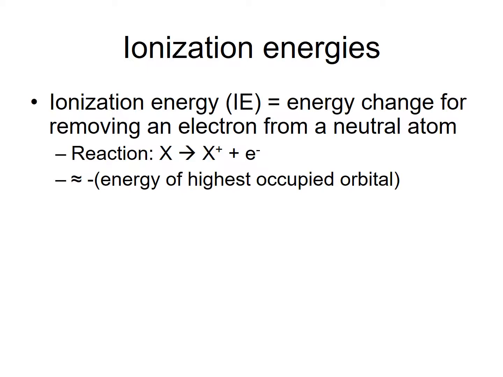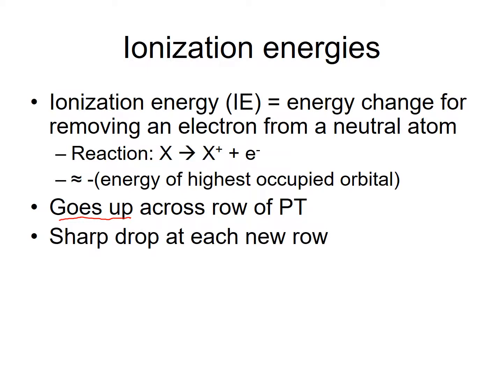Remember, 0 on the energy scale represents removing an electron. So I have some energy of the highest orbital. It's a negative number. I have to add that much energy to remove the electron. So the more negative that orbital is, the higher the ionization energy. Therefore, as I go across the row of the periodic table, as the highest orbital becomes smaller and lower in energy, and that energy is negative, the ionization energy is going up as atomic size is going down.